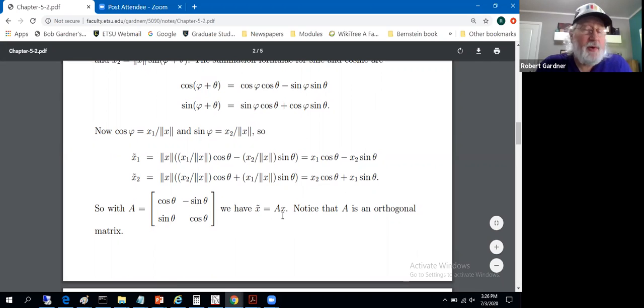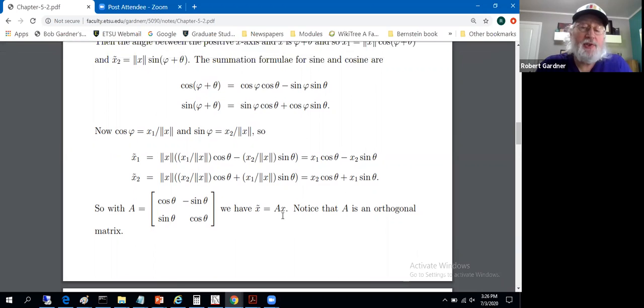If vector x had components x1 and x2, treat it as a column vector, remember. We do our row times column thing. We get cosine theta times x1, minus sine theta times x2, and similarly for the second row times the column vector. So we can represent that rotation through an angle theta by this little matrix here. By the way, that's an orthogonal matrix, isn't it?